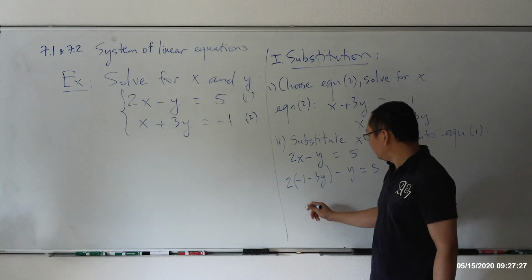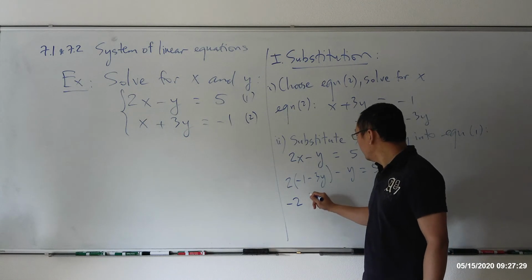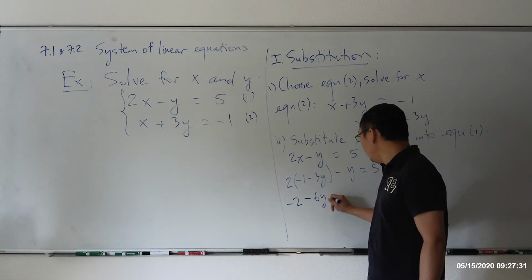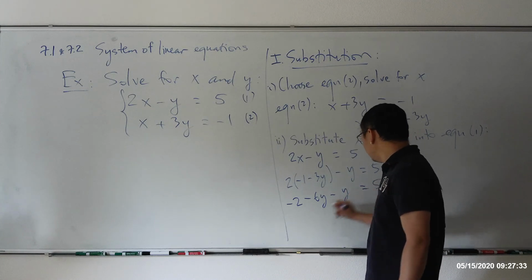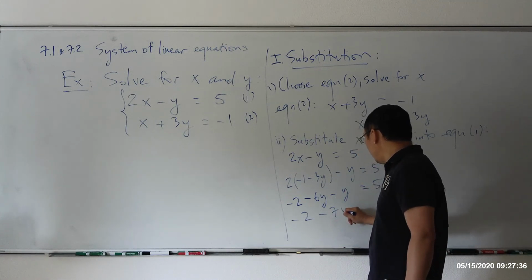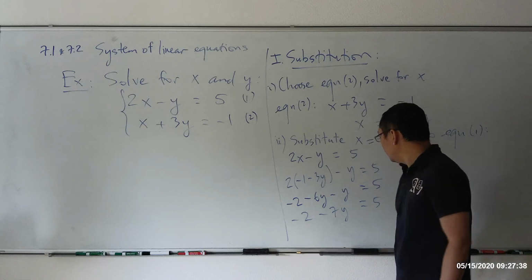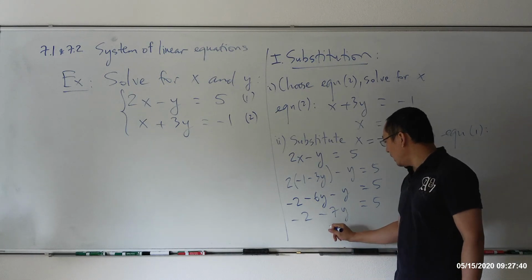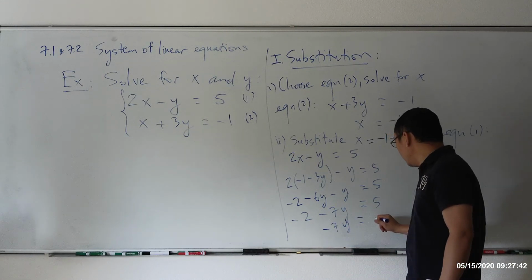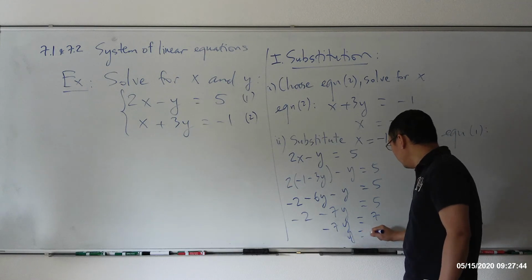We can solve for y. -2 minus 6y minus y equal to 5. -2 minus 7y equal to 5. Alright, so add 2 on both sides. -7y equal to 7. So y equal to -1.